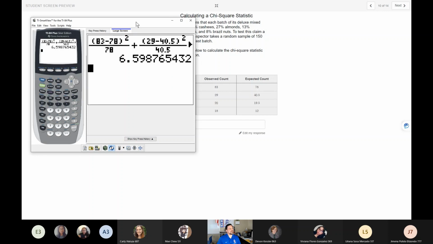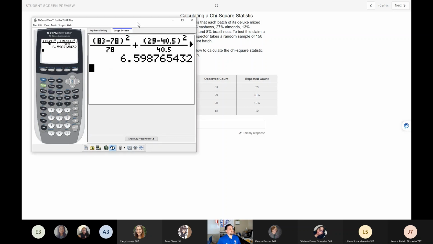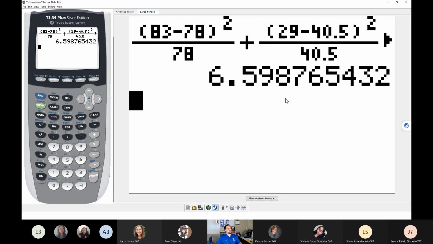Can you guys see the calculator on the screen? Yes. Okay, good. I forgot whether I shared the screen or just the window. Okay, so let's make this a little bigger. So we see in the calculator, it can be very nice if you can type these things in the way that you would write them, per se. Write it as a big fraction, add them all up, we get 6.59876, and so on. Make sure you're rounding correctly.